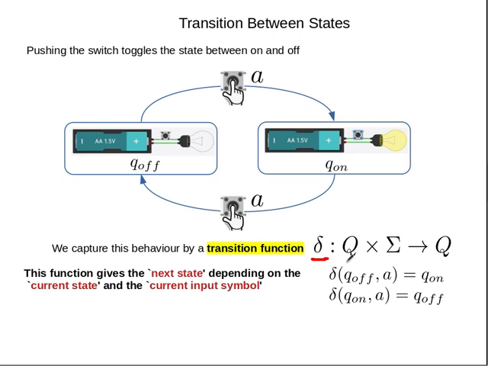So this is the domain, this is the range. Okay, it takes a state, it takes a symbol, and it produces another state. So this is the current state and this is the next state. Okay, and this is the current input symbol. So here we only have one symbol.